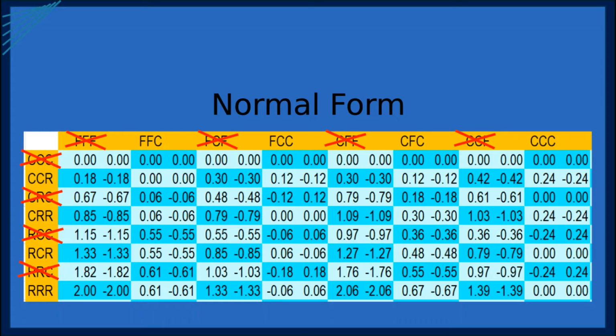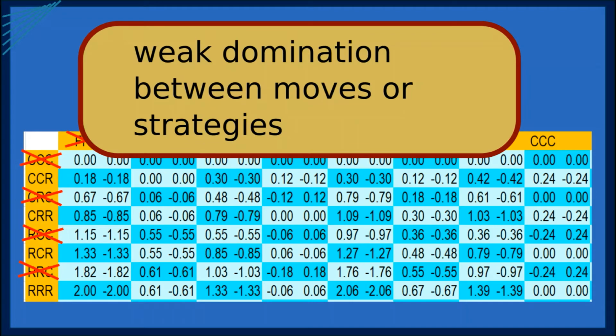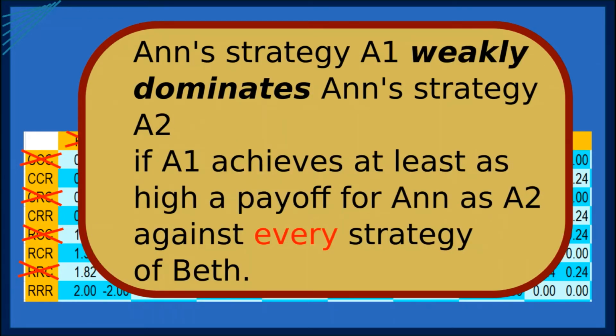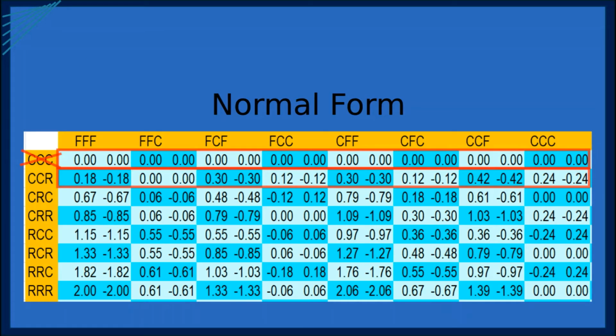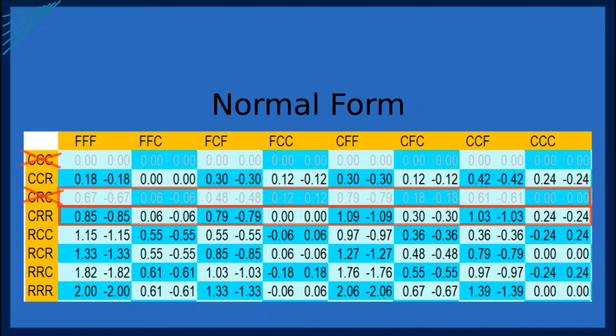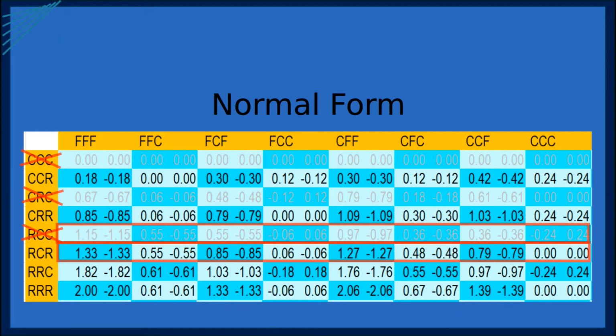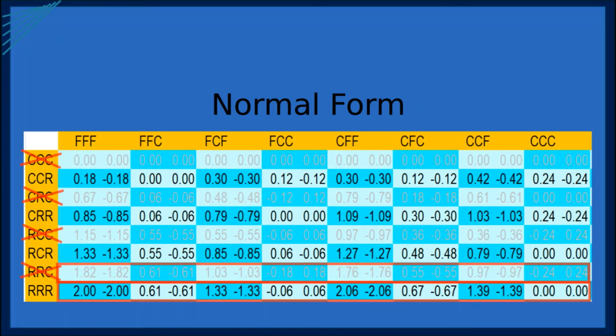A more formal reasoning for this uses the weak domination concept for simultaneous games. Strategy CCC is weakly dominated by strategy CCR. We look at Anne's payoffs in the rows corresponding to Anne's strategies we want to compare. Whatever Beth does, Anne's payoff is at least as high with CCR than with CCC. In the same way, CRR weakly dominates CRC, RCR weakly dominates RCC, and RRR weakly dominates RRC. So we are left with 4 strategies for Anne.